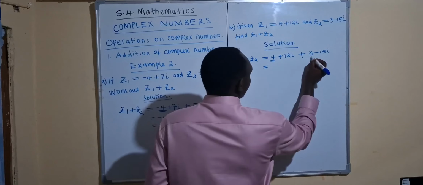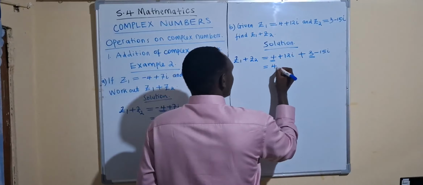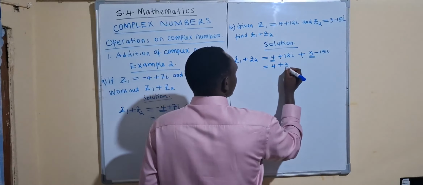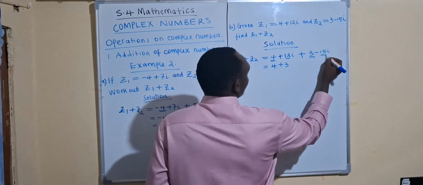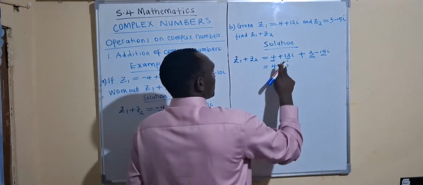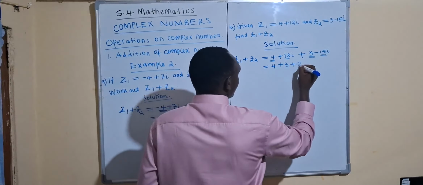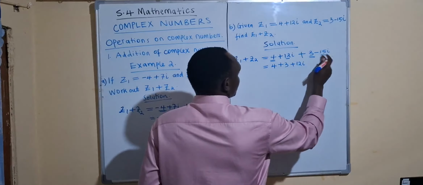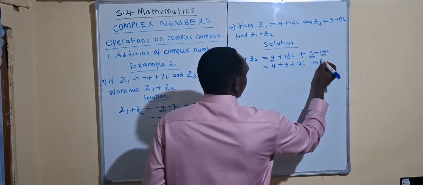The real parts, we add them or we collect them together. It gives us here 4 is positive plus 3 is positive. Then you go to the imaginary parts, that is positive 12 and negative 15. Starting with 12 first, the sign is positive, so plus 12i. And then 15, but the sign of 15 is negative, so minus 15i.